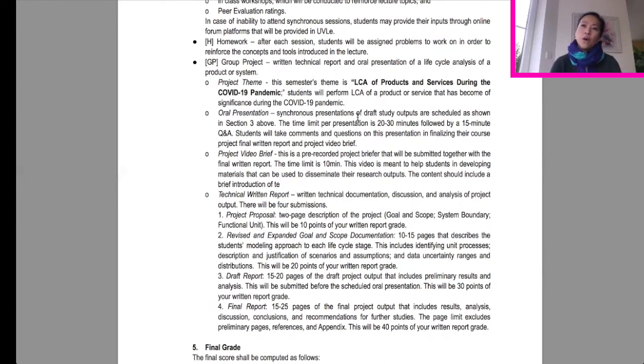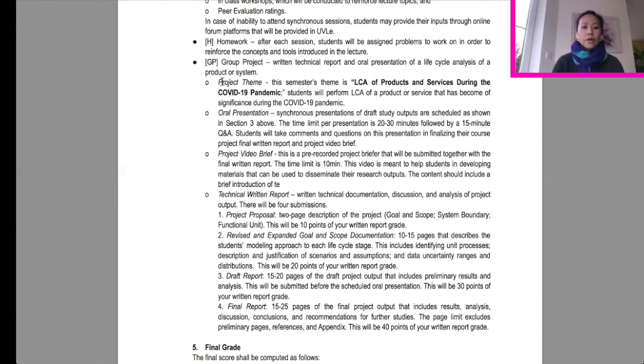And then one estimated, for example, the LCA impacts, the life cycle impacts of online learning. Okay, so those are a few examples, and I will be sharing at least their video briefs with you guys later on.